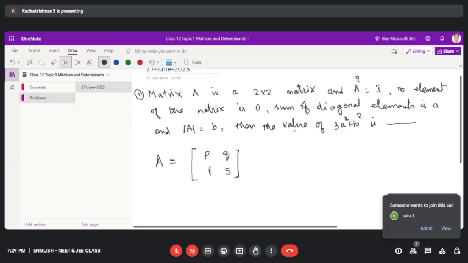From A square equals I, that is the main thing. So you get some equations. That is the basis for solving this problem. So what is A square? Work it out and tell me.